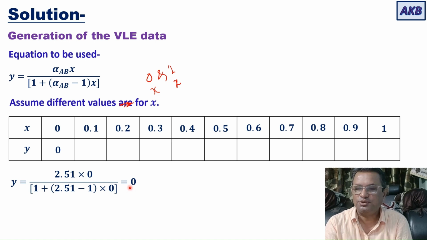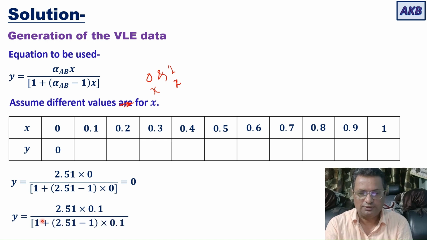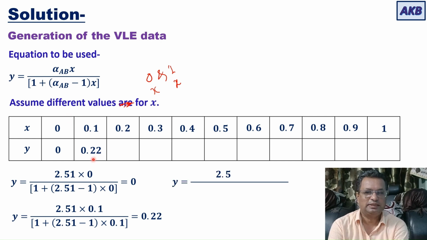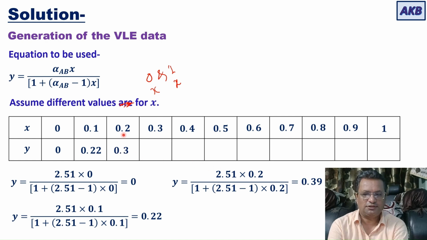So for x is equal to 0, y is also equal to 0. For x is equal to 0.1, y will be 2.51 into 0.1 divided by 1 plus 2.51 minus 1 into 0.1. That gives us y as 0.22. So for x is equal to 0.1, y is 0.22. Then for x is equal to 0.2, y will be 2.51 into 0.2 divided by 1 plus 2.51 minus 1 into 0.2. That comes out to be 0.39. So for x is equal to 0.2, y is 0.39.